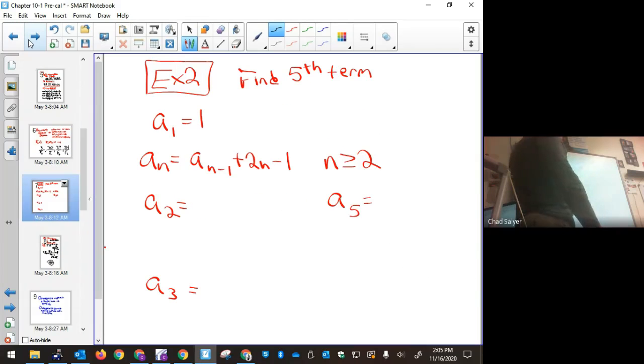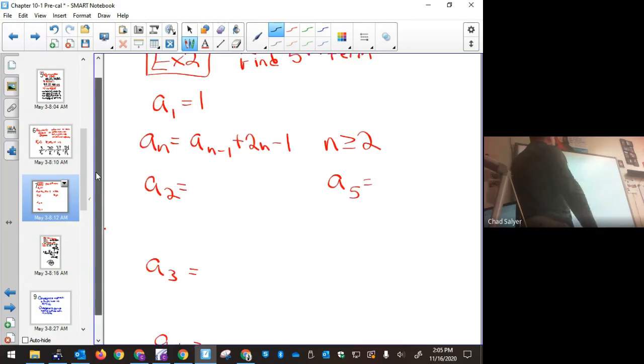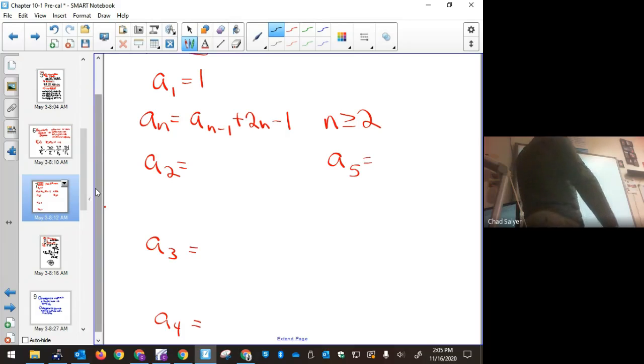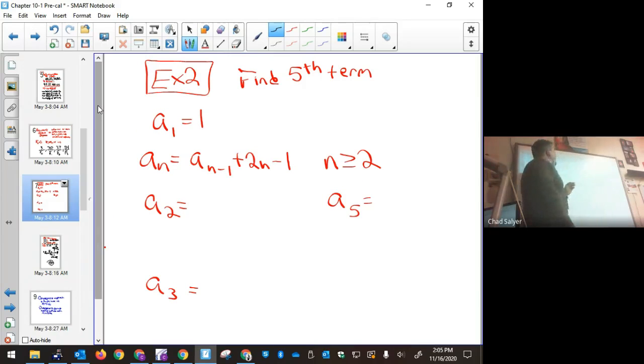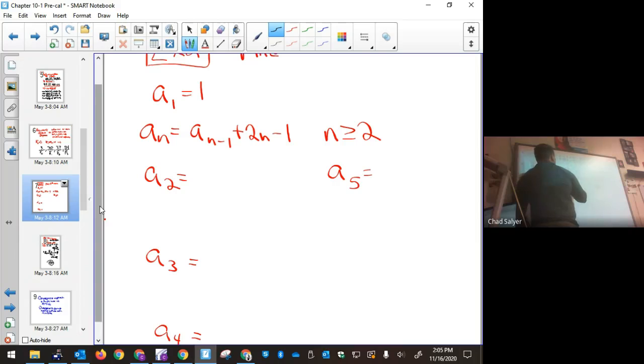So let's try to find the 5th term of this explicitly defined sequence. Here I'll say a sub 1 is 1, and then each subsequent term is the previous term plus 2 times the n value minus 1. So a sub 2 is going to be this previous term plus 2 times 2 minus 1. So 1 plus 4 minus 1, left with 4.